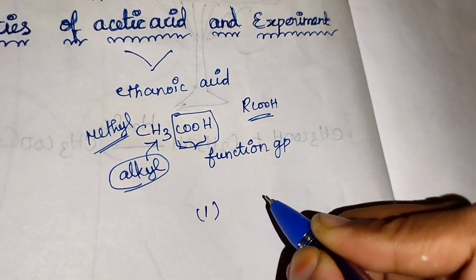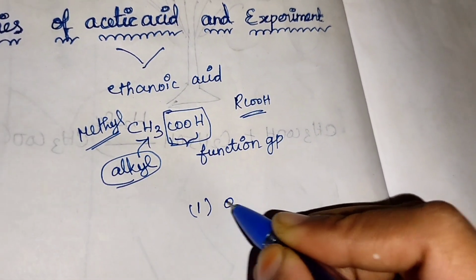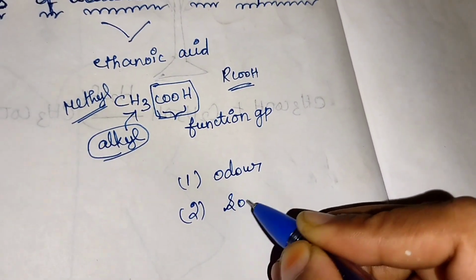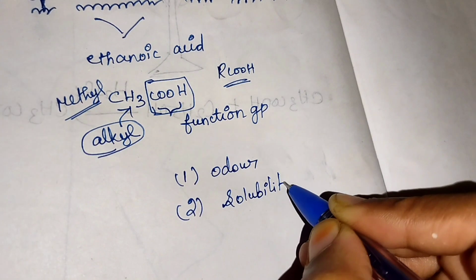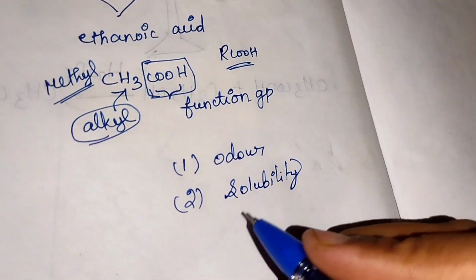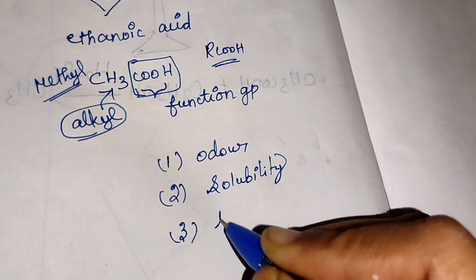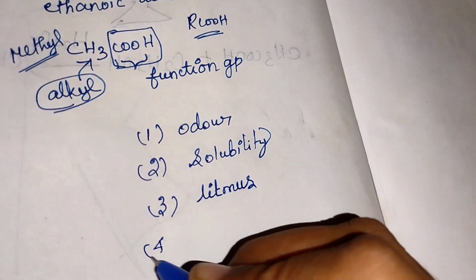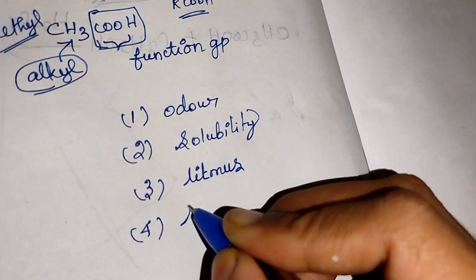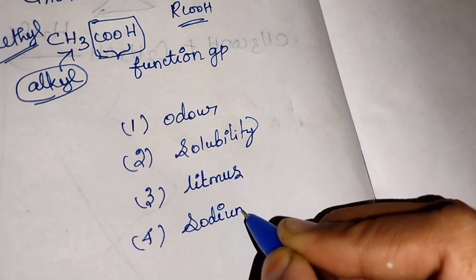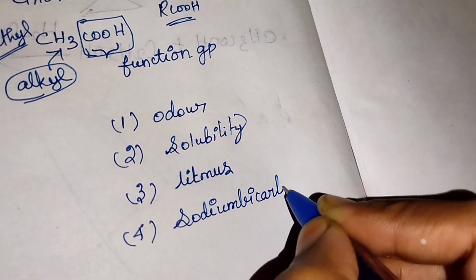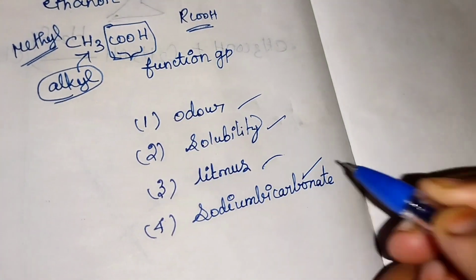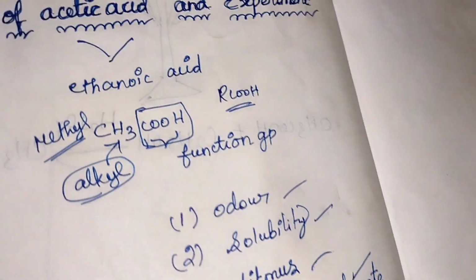The first one is to check the odor, the smell of this acetic acid. The second one is the solubility test, whether it is dissolving in water or not. The third one is with litmus paper, we will check the effect on the litmus paper. And the fourth one is the reaction with sodium bicarbonate. We are going to do these four tests now. Before that, we will see some properties.